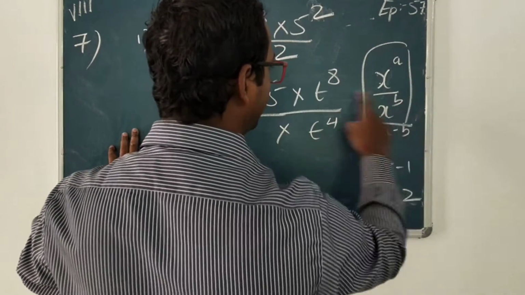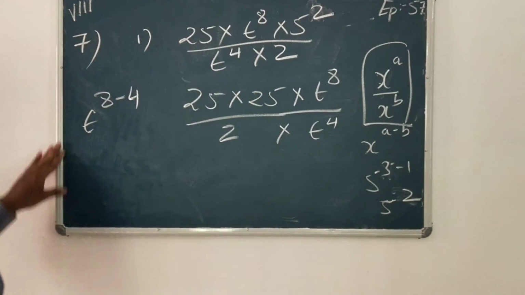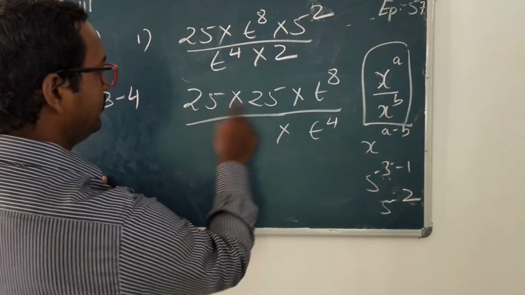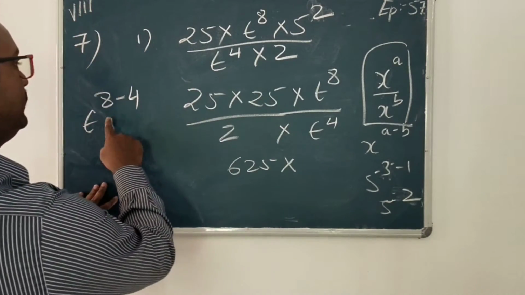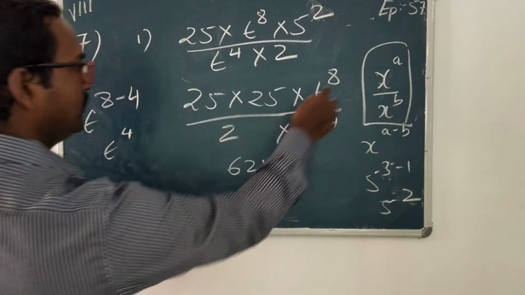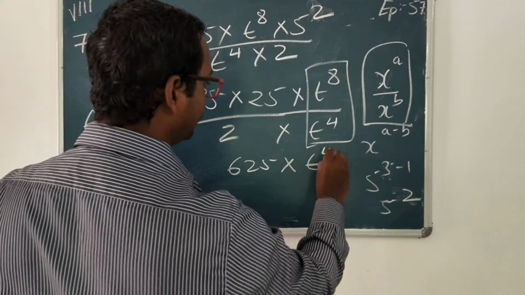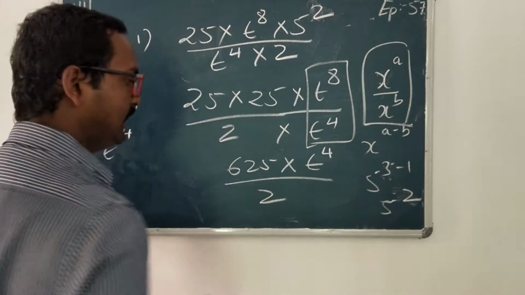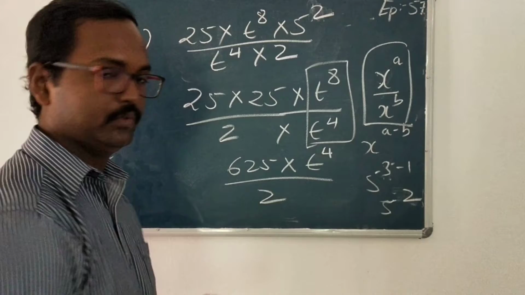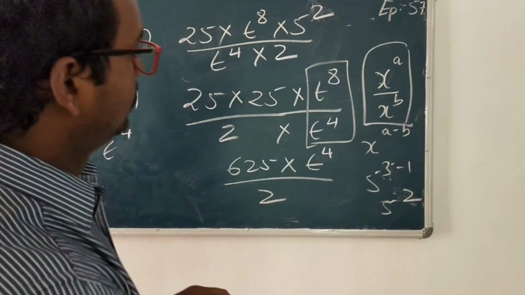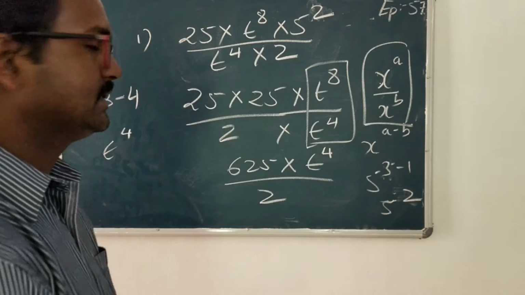Same identity we have to use here also. Here we will get t power 8 minus 4, which is t power 4. So 25 into 25 is 625 into t power 4. When we solve this 2, we will get t power 4 divided by 2. So the final answer is 625 into t power 4 divided by 2. Remember these identities and you will get the answers very easily.